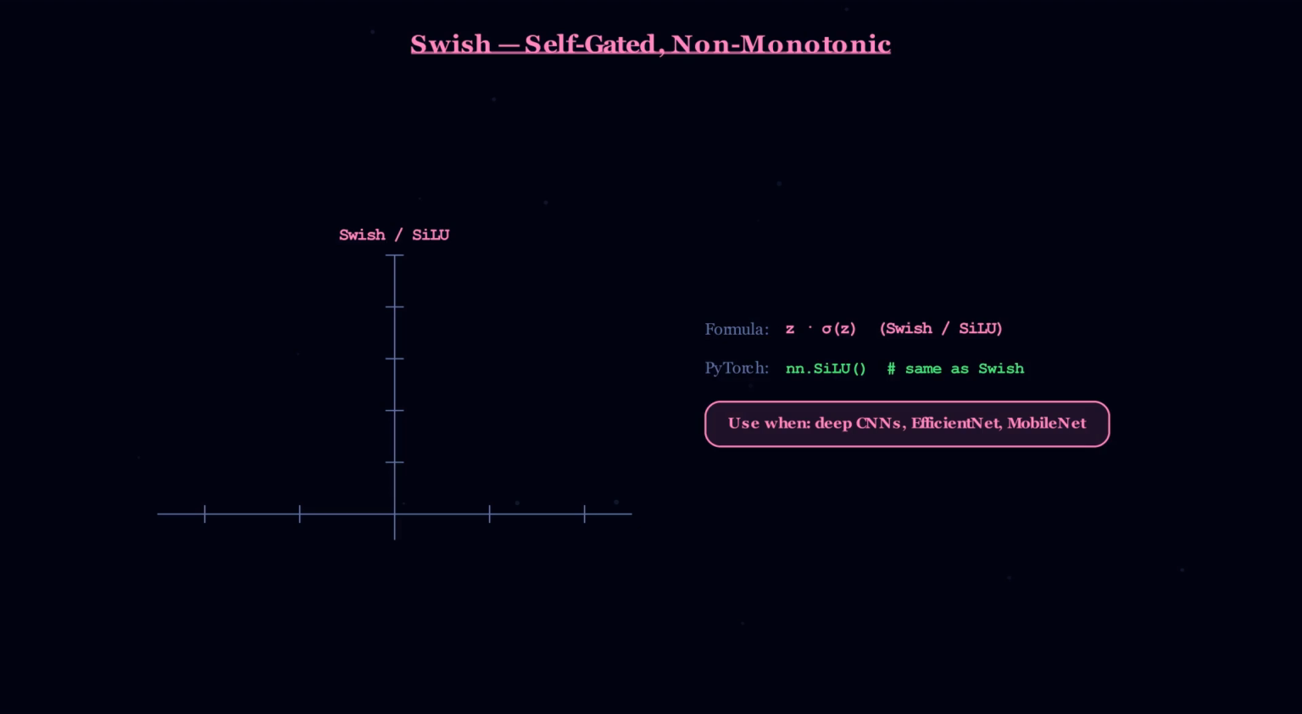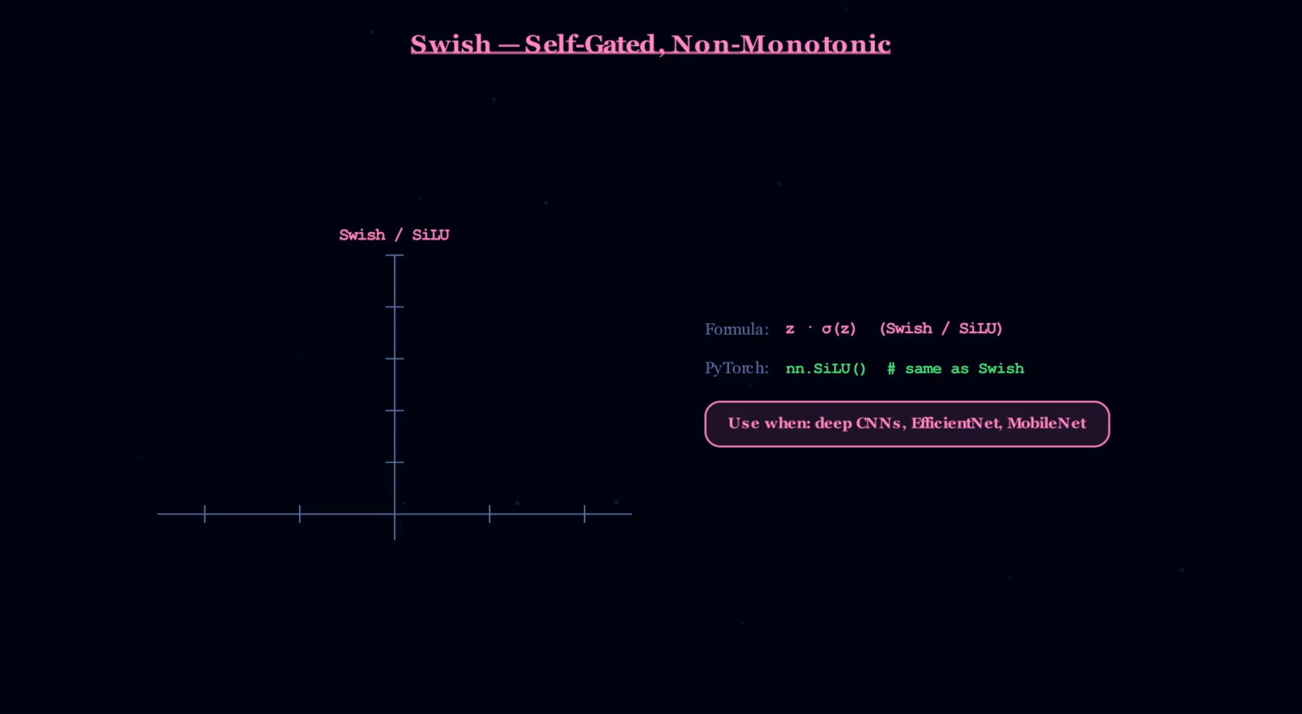The gradient is sigmoid of z plus z times sigmoid of z times 1 minus sigmoid of z. This means the gradient depends on both the sign and magnitude of z. The non-monotonicity is the key property. Unlike ReLU, Swish doesn't hard zero all negative inputs. Small negative inputs get a small negative output, preserving some information. Empirically beats ReLU on ImageNet at deep network depths.